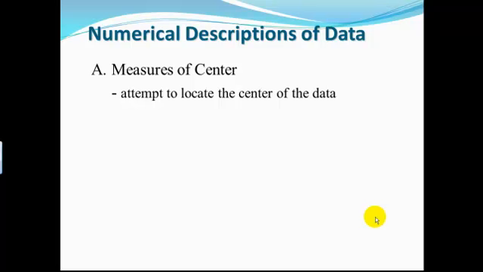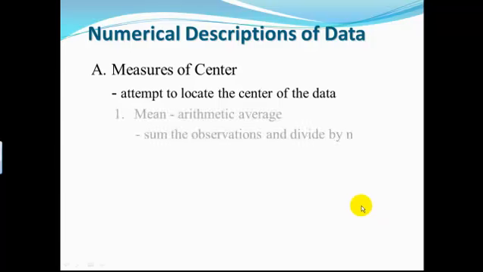Well, now we're looking at the numerical descriptions. We're looking at numbers that describe numbers. We have collected maybe 300 GPAs, and the first group that we want to talk about are measures of center. Where's the middle? Where's the center of that data set? And there are several different ways that we can do this.